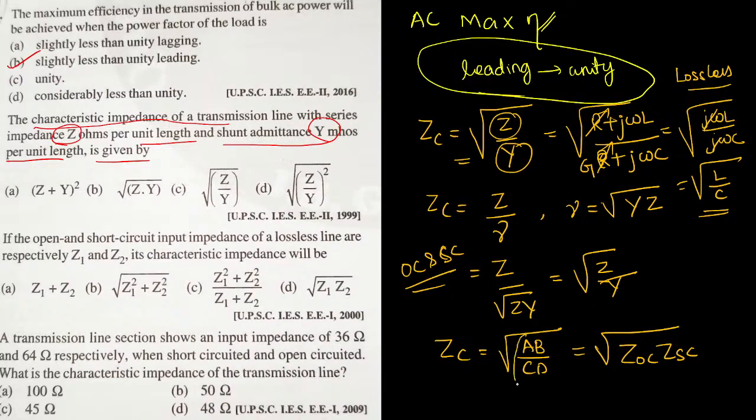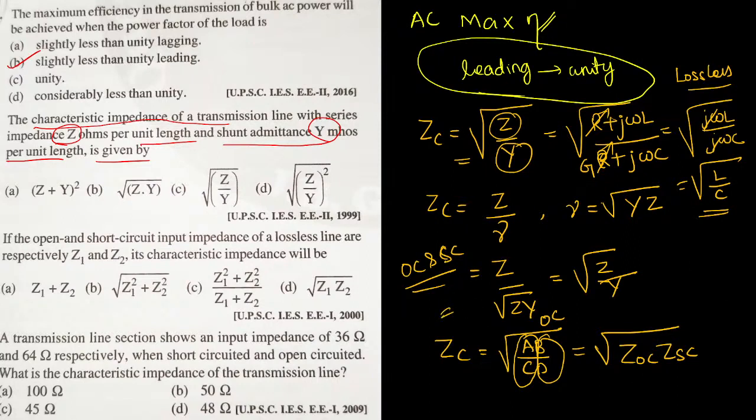If you go along with the A by C, this is open circuit impedance. B by D will become short circuit impedance. So if I replace it by open circuit and short circuit, these are all derivations, theory. It is in your notes. Kindly go through it. So we can also write the characteristic impedance in terms of the open circuit impedance and the short circuit impedance. These are the many ways of writing the characteristic impedance.